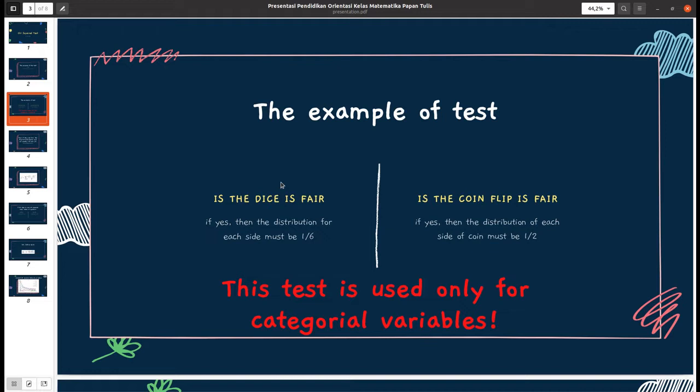For the dice, if the dice is fair, the distribution when you roll the dice must be 1/6, right? And for the coin it must be half. This test is just used for categorical variables. These two examples are categorical variables because for the dice the category is the side of the dice, and for the coin it is the side of the coin. There are two sides of the coin and six sides of the dice.